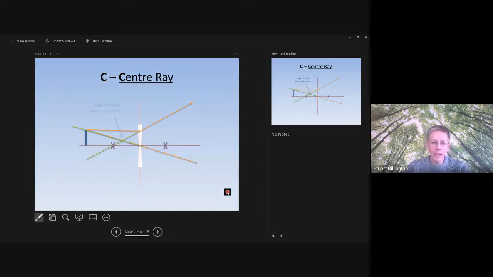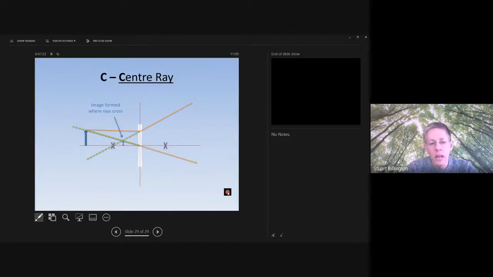And again, where the rays cross, that denotes the tip of the arrow, and you need to draw a little vertical arrow in there. And that means that we end up with an upright, but this time diminished image. So it's much smaller than we thought that it was going to be. So if you look through a diverging lens, you'll see the world. It'll be the right way up and everything will look normal. It'll just look really small.